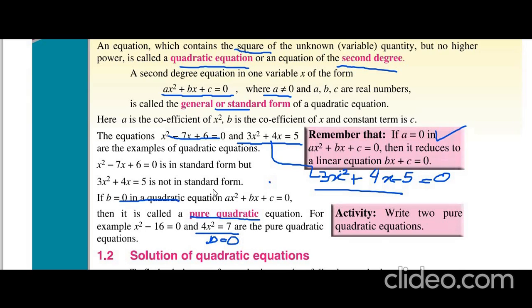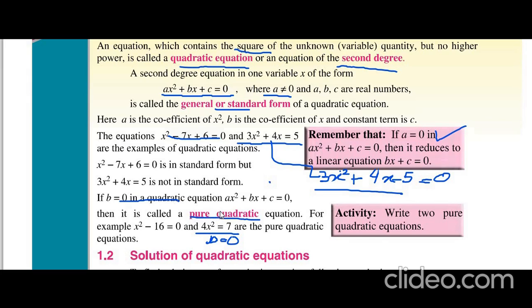So, in short, an equation which contains the square of the unknown variable or quantity whose highest degree is 2 is called the quadratic equation or second degree equation, and a must not equal to 0 in a quadratic equation. The standard or general form of quadratic equation is ax square plus bx plus c equals to 0, and if b equals to 0 then this becomes a pure quadratic equation.